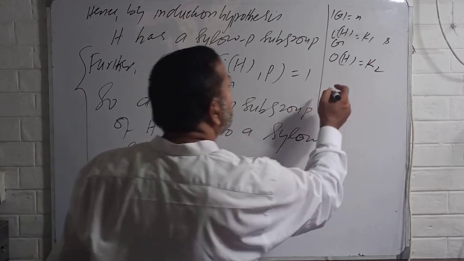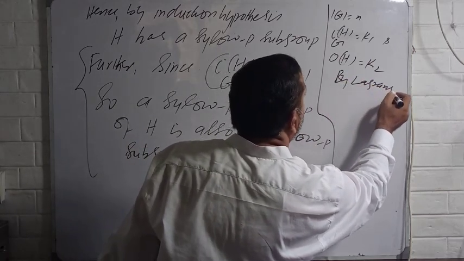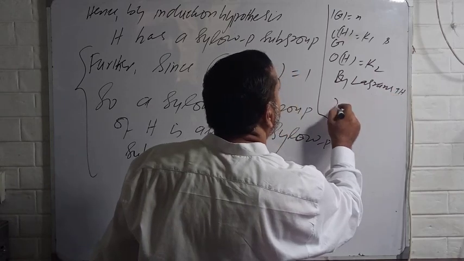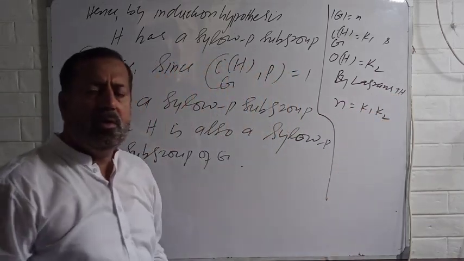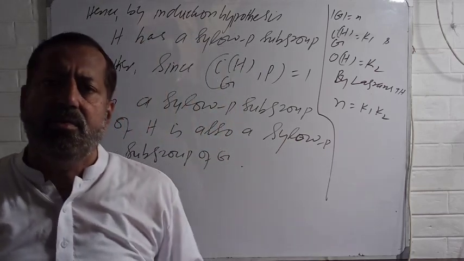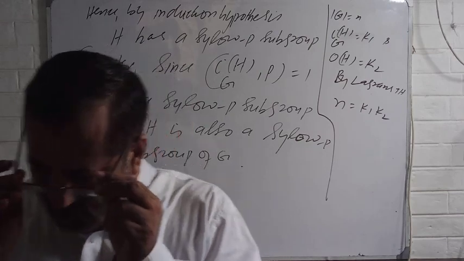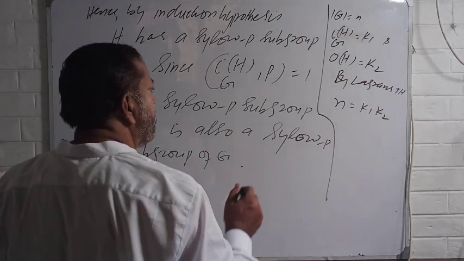By Lagrange theorem, n is equal to K1 K2. You know, multiplication of order and index is equal to order of G. This is our Lagrange theorem. K1 K2 is equal to n.